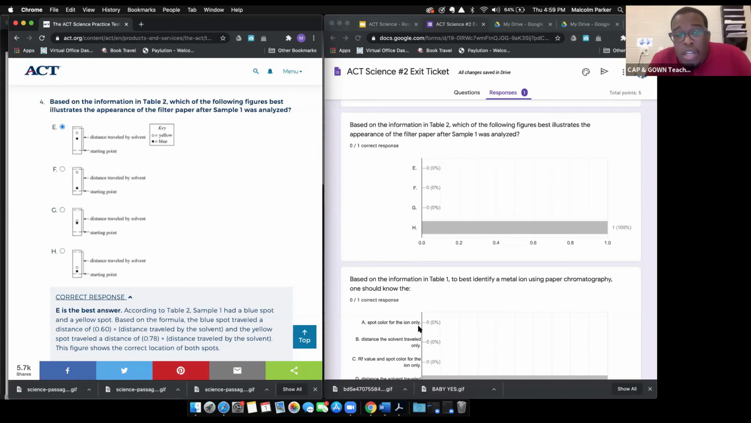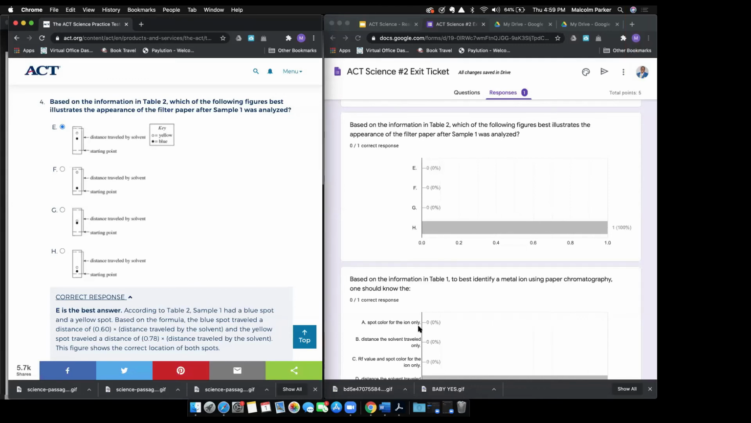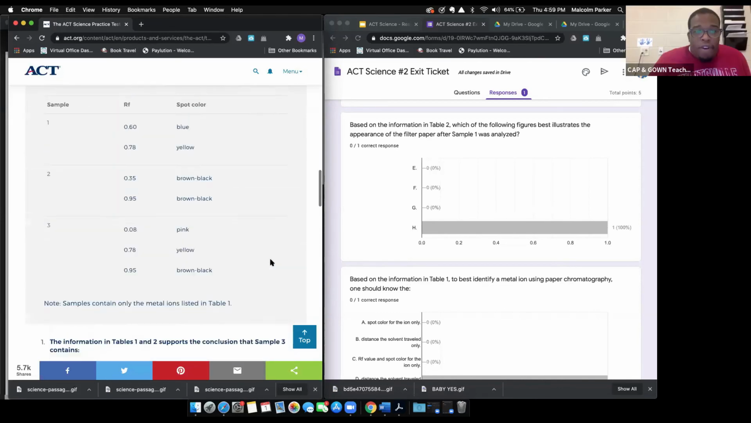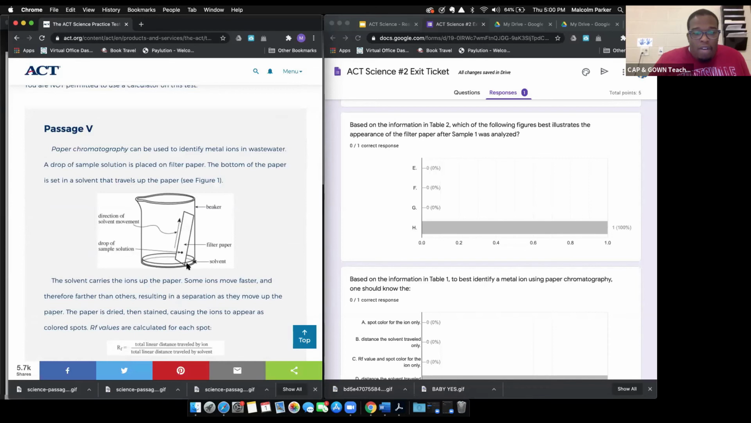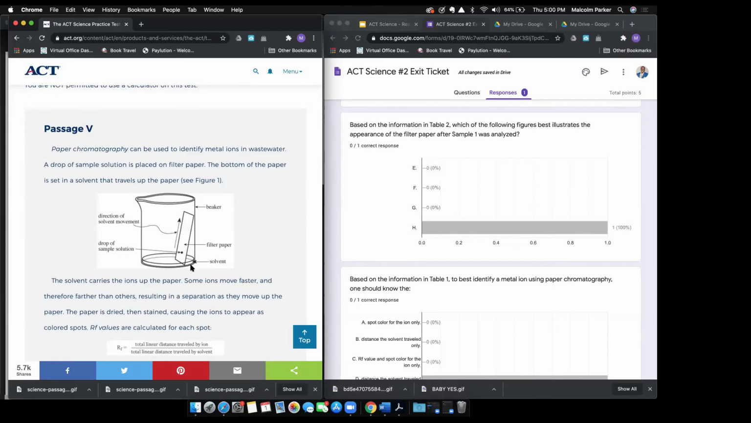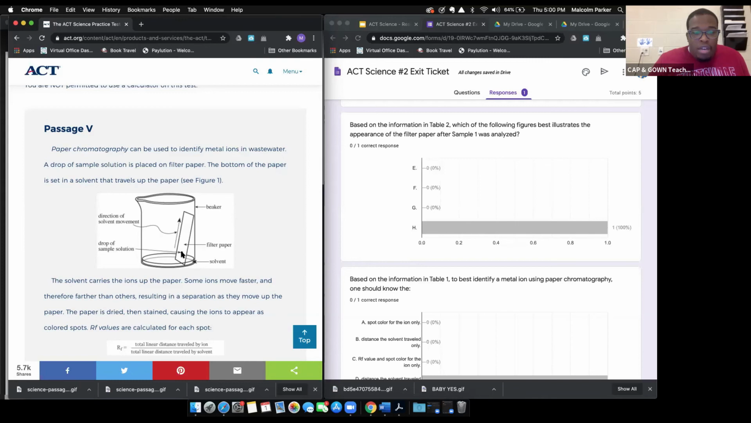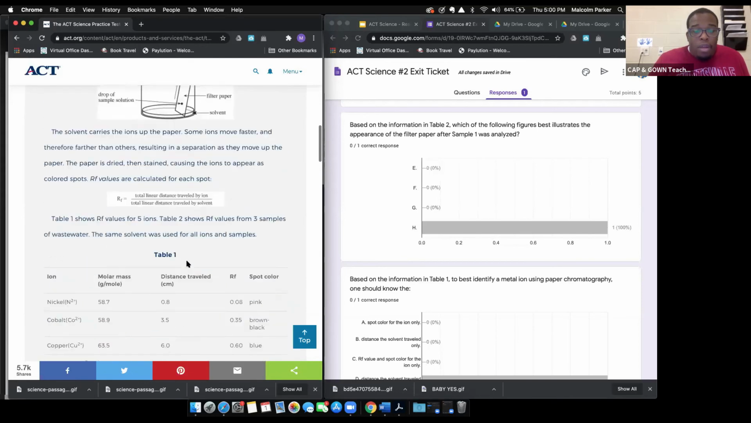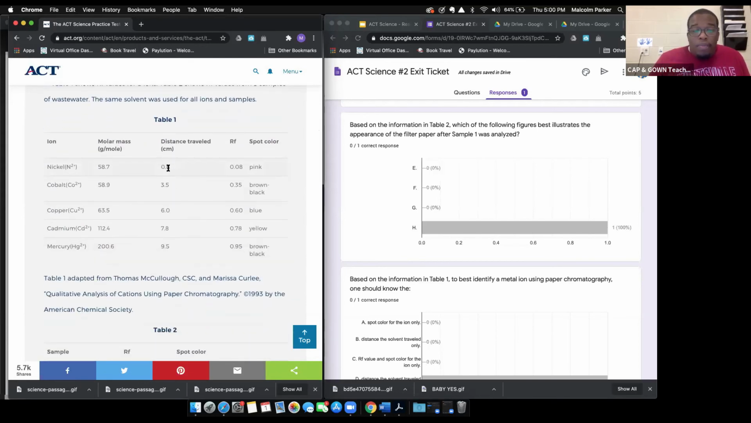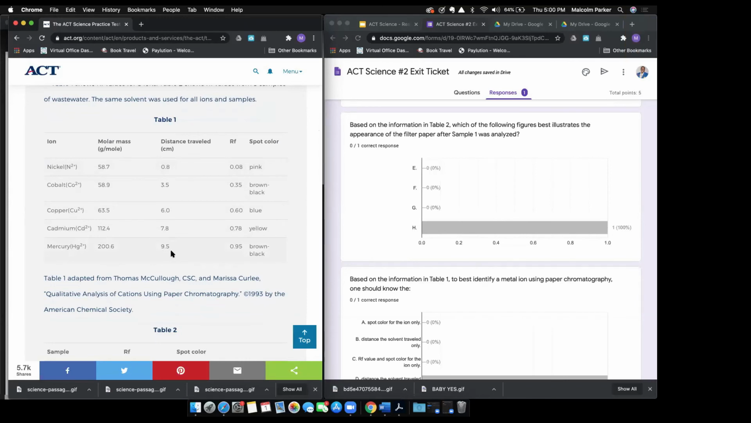I got you. Okay, so let me show you the strategy here. Anytime they show you a picture like this, it's always something they showed you before. So let's go back to the first diagram. See that solvent? That's where our starting line is. The drop of the sample solution is there. And then we've got our filter paper where we're traveling up, right? So let's think in terms of what we see here as far as distances are concerned. Nickel would be closest to the bottom. Mercury would be closer to the top, right? Can we agree on that?